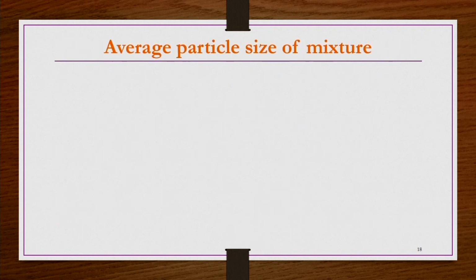Then the average particle size of a mixture is defined in several different ways. Actually, it is not possible to define it in one single way. There are several types of averages available, and all of them give a different value. So the selection of which average value should be taken comes with experience, and from process to process where the samples are going to be used.